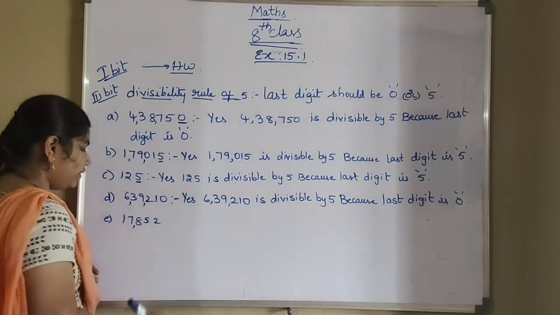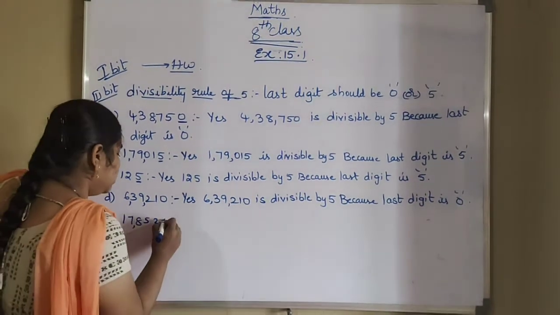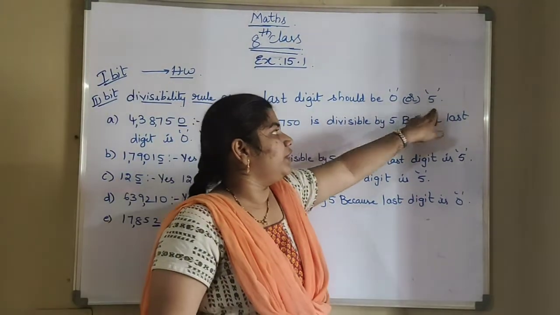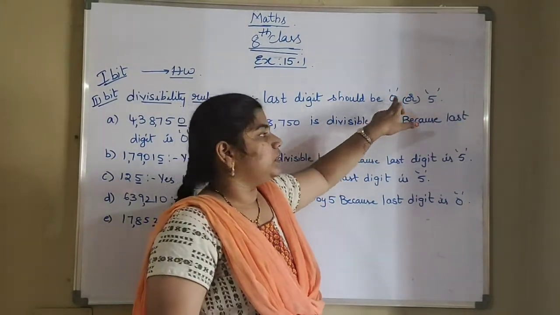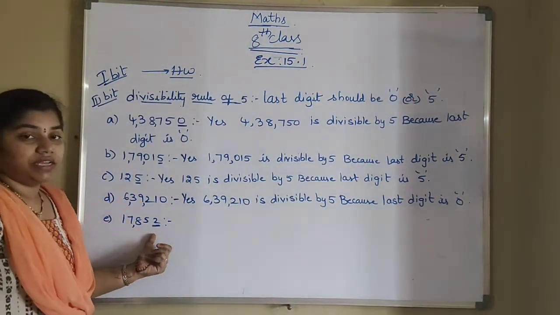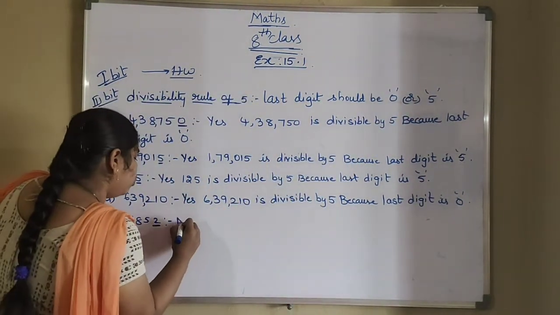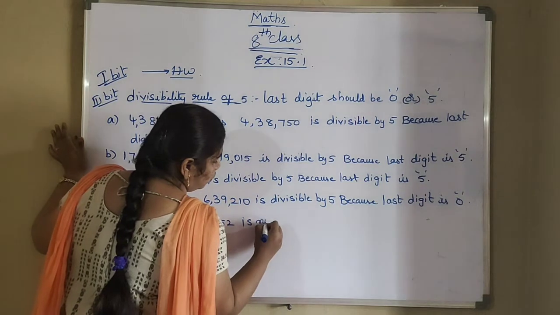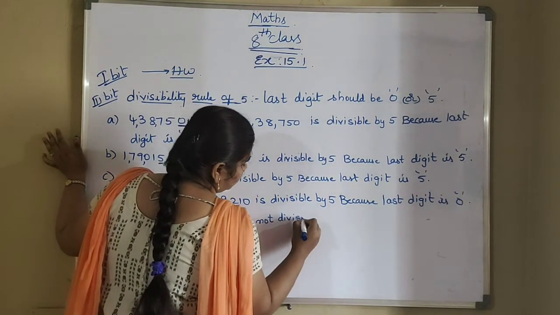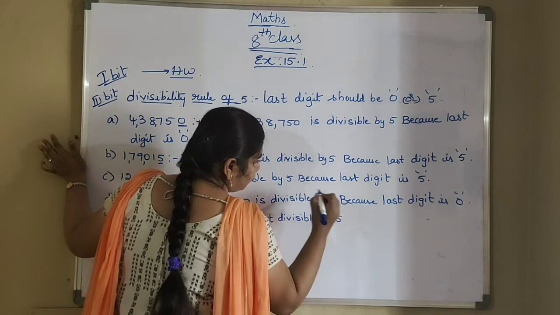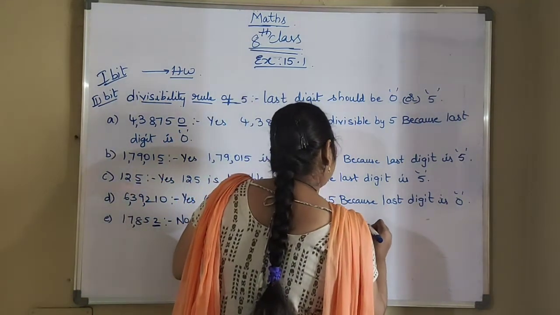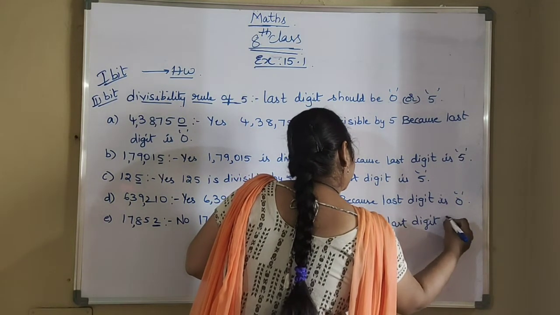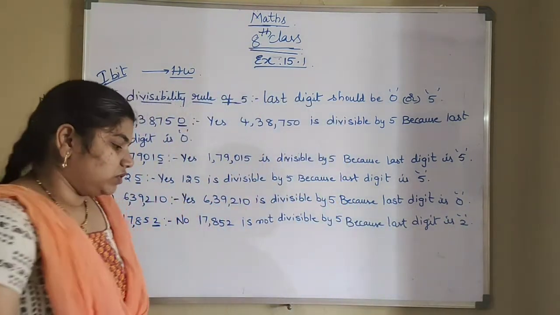Okay, so next one, E bit, that is 17,852. So what is the last digit here? 2. But in our rule we are not having any 2. The last digit should be 0 or 5. So here in this case the last digit is 2. It is not matching. So no, 17,852 is not divisible by 5 because last digit is 2.